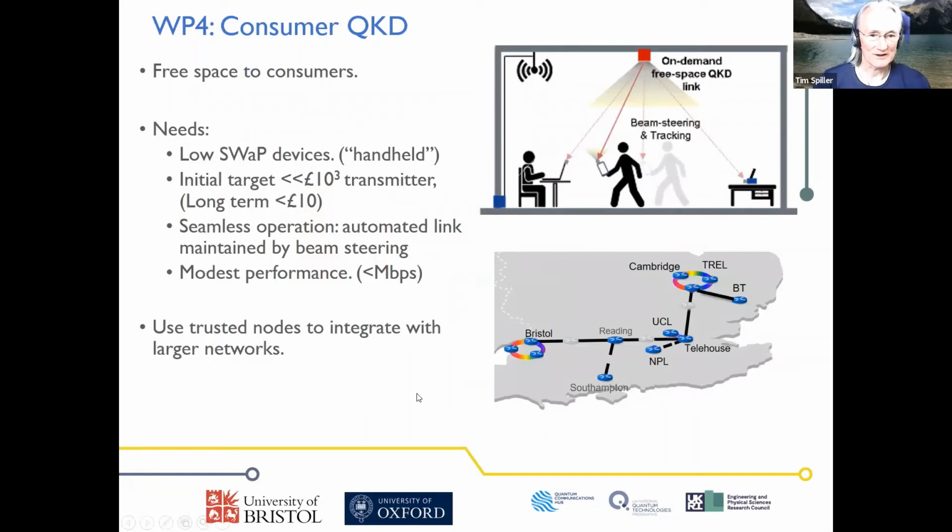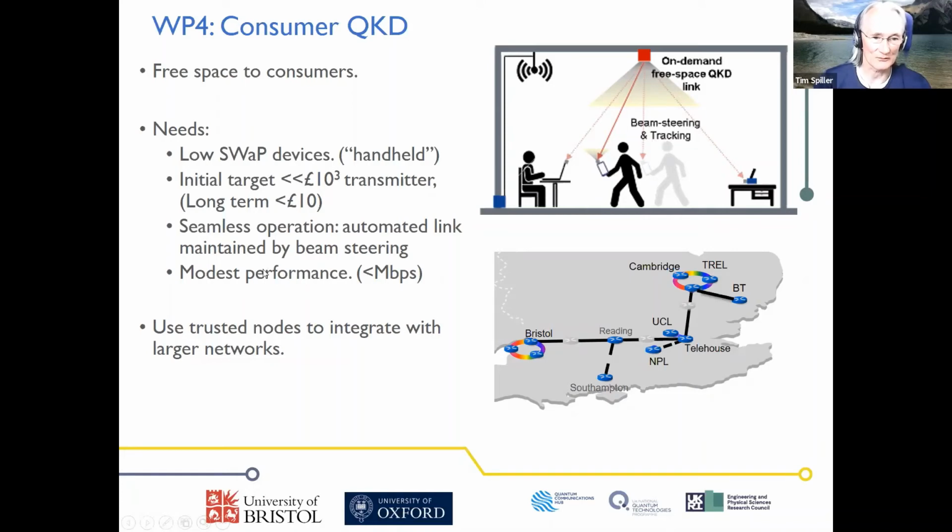The next work package is a continuation of one of the phase 1 activities. So this is the free space consumer QKD, the short range phone to larger device activity. In phase 1, we had working devices. The target is that the end user Alice transmitter that goes in the phone has to be very cheap. It has to be small, compact, low power, and so on. But it has to be essentially negligible cost compared to the price of the phone hardware in the first place.